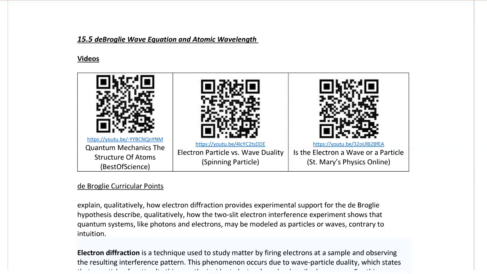Hello, this is lesson 15.5, de Broglie wavelength equation and atomic wavelength. Now, this is actually something very similar to something we've already done. Specifically, that was within section 14.4.5 on matter waves.